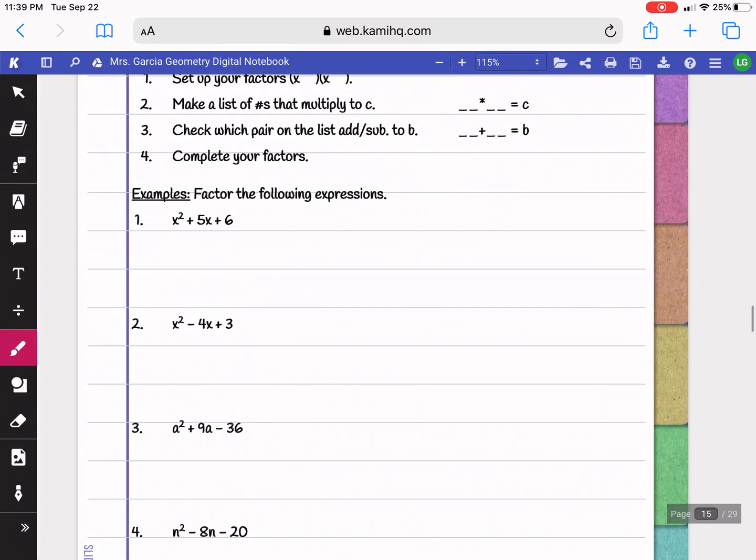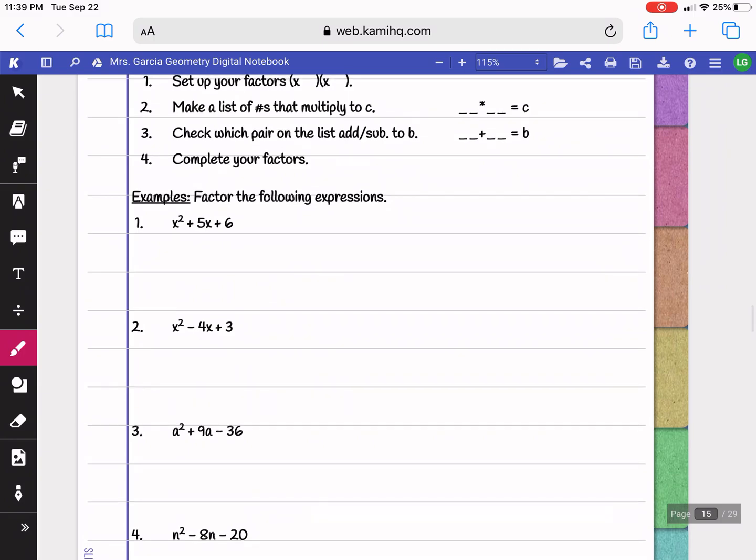So I start by setting up my factors. So here we're factoring. So I'm going to set up my parentheses, and I'm going to put an x in each one. And that's because x times x is x squared. Remember what we're figuring out, what we multiplied to get our expression. Now I'm going to set up my blanks. Blank times blank equals c, which is our 6. And blank plus blank equals b, which is 5, our middle number. So again, this is a, b, and c.